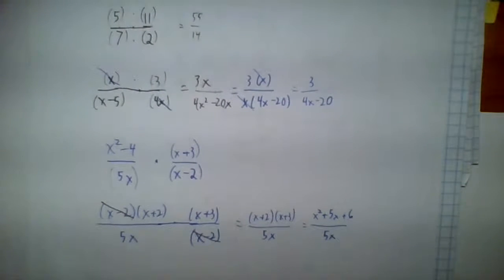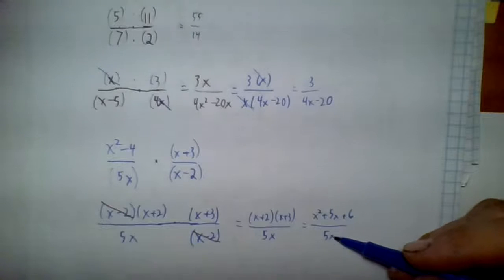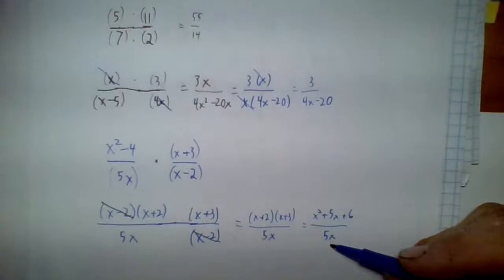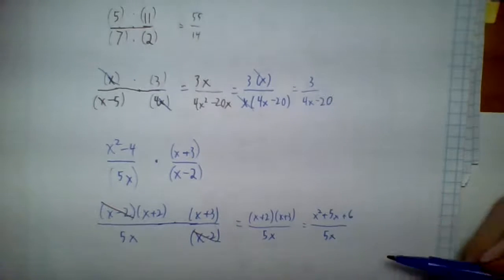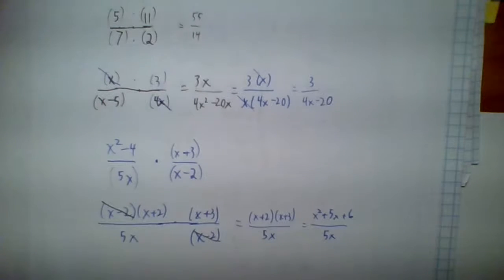Notice they both have a 5x in them, but I don't really care about common terms like that. That doesn't really help me at all. The fact that there's a 5x added in there, the only thing that helps me simplify it is common factors, and the 5x is not a factor. The factors were all different. So I really like this form better, but if you multiply things out, that's okay.